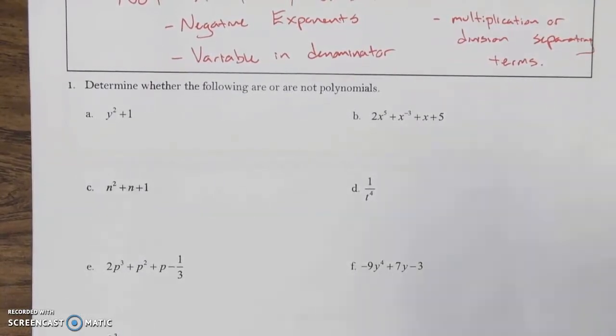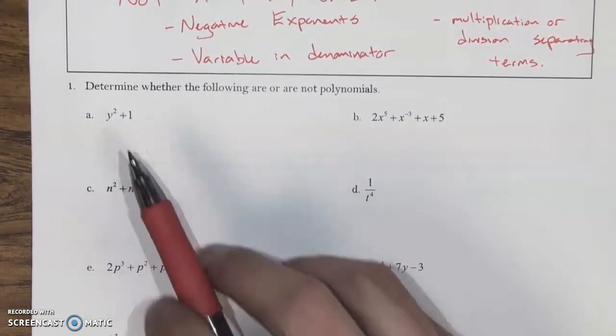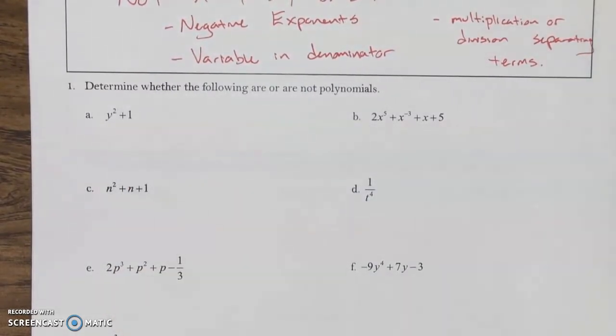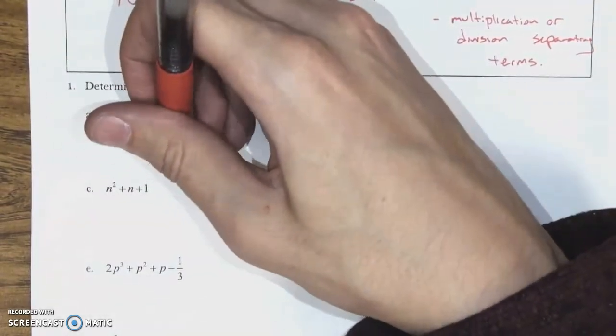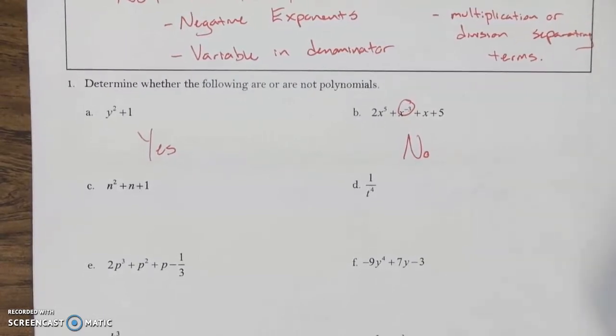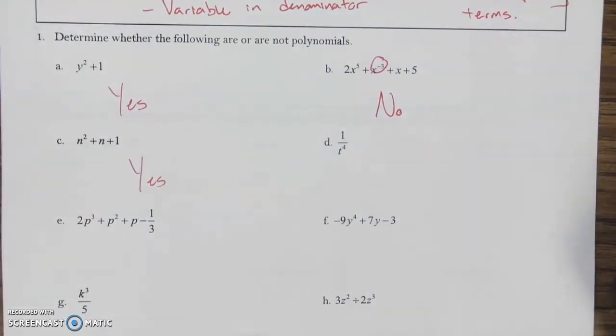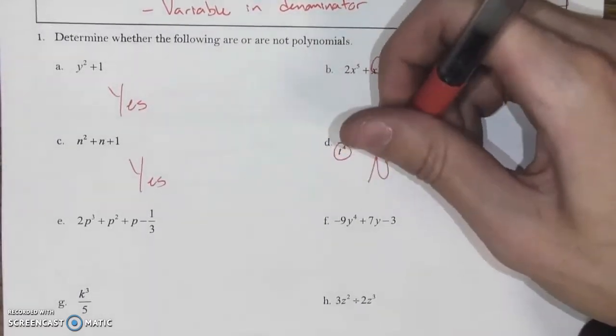Looking at this first one, are there any negative exponents? No. And are they separated by addition and subtraction? Yes. So this is a polynomial. Looking at this next one here, I see already we've got a negative exponent, so no, this is not a polynomial. Looking at this next one, we've got terms separated by only addition, and there are only positive powers, so yes. This one here, we've got a variable in the denominator. We can't have that, so this is not a polynomial.